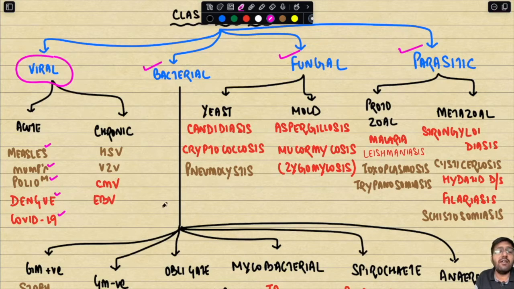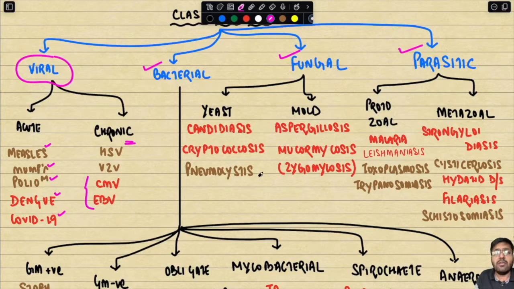Now the ones which I have written in red are the ones which will be discussed, and they are of importance because they might be asked in your exams, both in theory as well as in practical. Chronic viral infections include herpes simplex, varicella zoster virus, cytomegalovirus and Epstein-Barr virus.